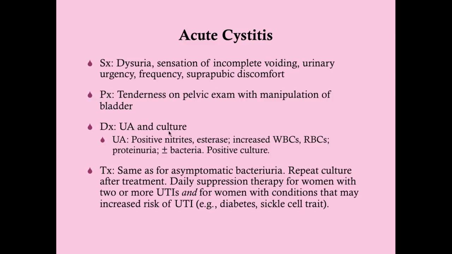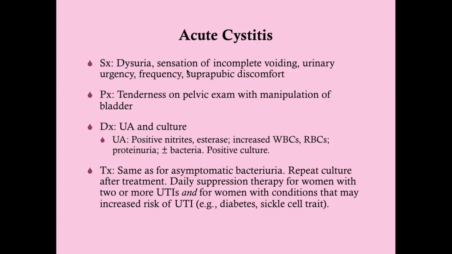Diagnosis is urinalysis and culture. The urinalysis should show you positive nitrites and esterase, increased white blood cells and red blood cells. Because of the infection in the bladder, proteinuria may be present. There may or may not be bacteria that can be appreciated, but the nitrites and esterases are what really will tip you off for acute cystitis.